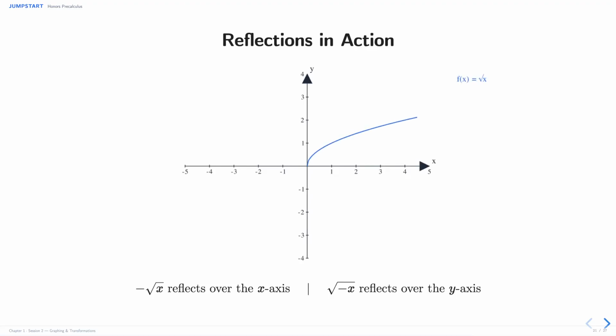In this animation, you'll see reflections in action. First, watch as the graph of the square root function flips downward to become negative square root of x, which is a reflection over the x-axis. Then, observe how it flips left to right to become square root of -x, which is a reflection over the y-axis.